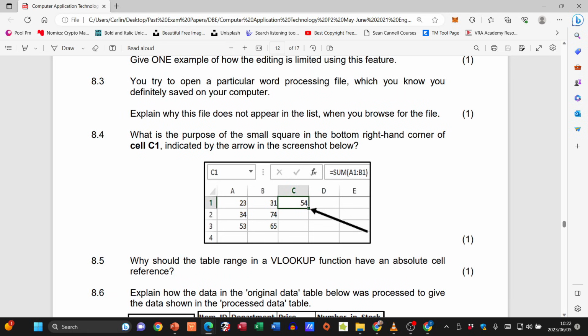Then 8.4, they give us a screenshot here of an Excel spreadsheet. They say, what is the purpose of the small square in the bottom right-hand corner of cell C1? So that little box over there indicated by the arrow. What is the purpose? Well, we know that the purpose of this is the autofill or copy function. We click on that and we drag it down and it performs the autofill function for us. Okay.